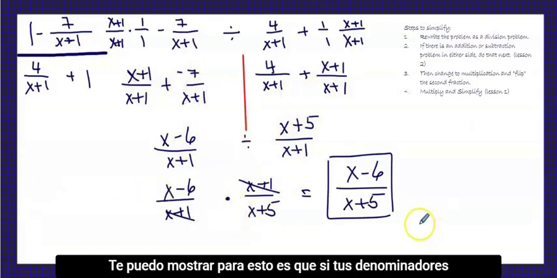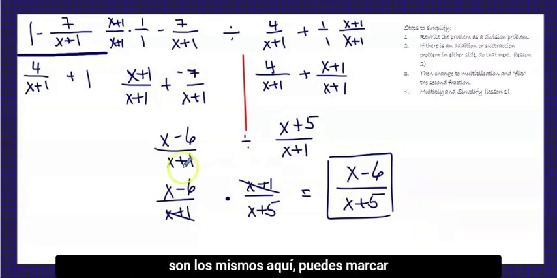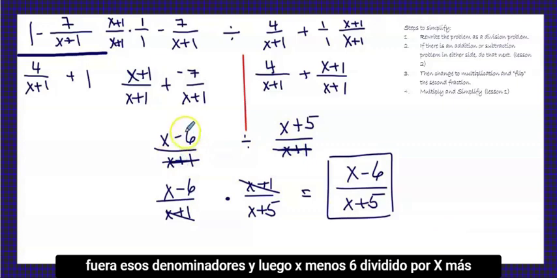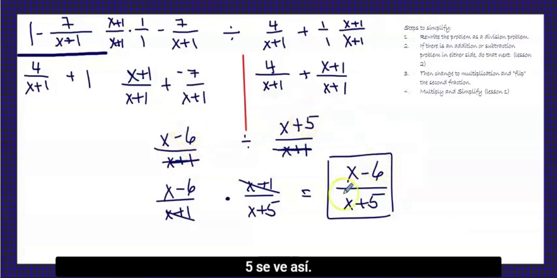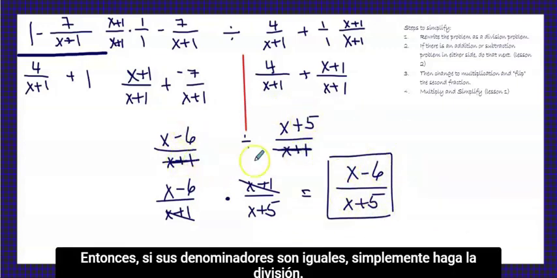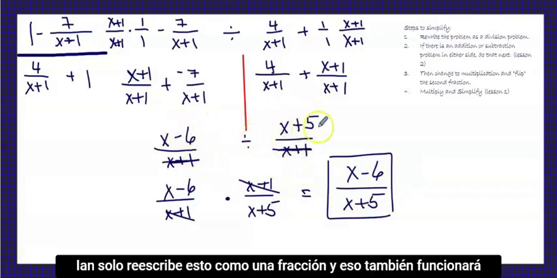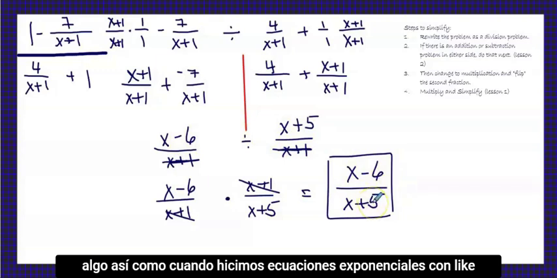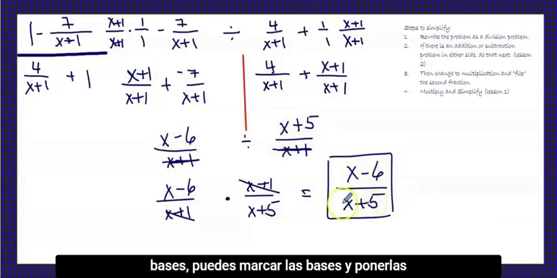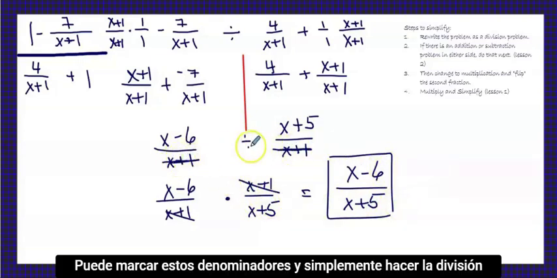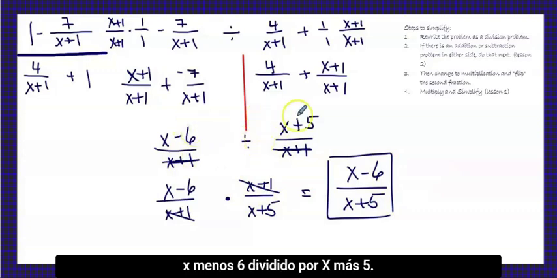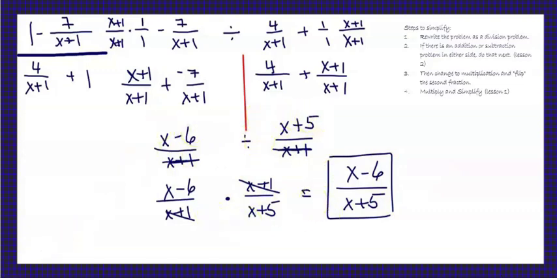Another trick I can show you for this one is that if your denominators are the same, like this one right here, you can actually mark out those denominators, and then it's x minus 6 divided by x plus 5. So if your denominators are the same, just do the division, just rewrite this as a fraction, and that will work too. Kind of like when we did exponential equations with like bases. You can just mark out the bases and put the exponents equal to each other. You can mark out these denominators and just do the division, x minus 6 divided by x plus 5.